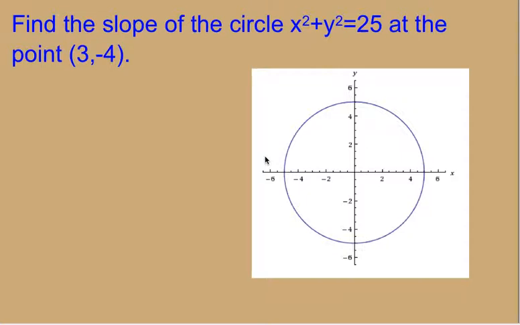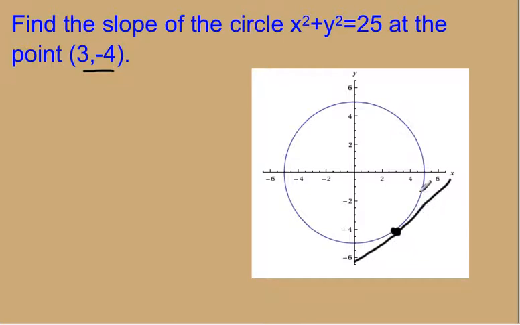Okay, as I promised in the last video, we're going to look at finding the slope of a tangent line at a point. The point (3, -4) is right here. If I go over 3, down -4, it's going to be right here. So we want to know what the slope of this tangent line is right here. It's supposed to go through that point right there. It looks like it's going to be a positive slope, and we're going to use implicit differentiation to find that.